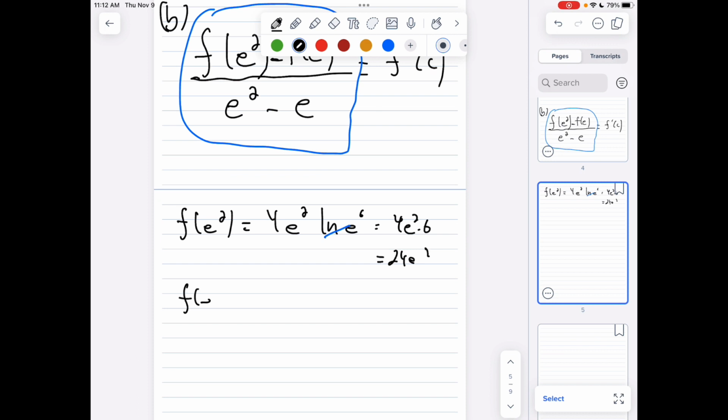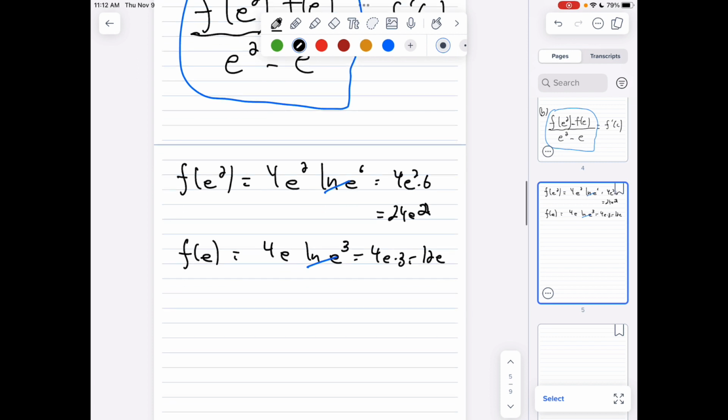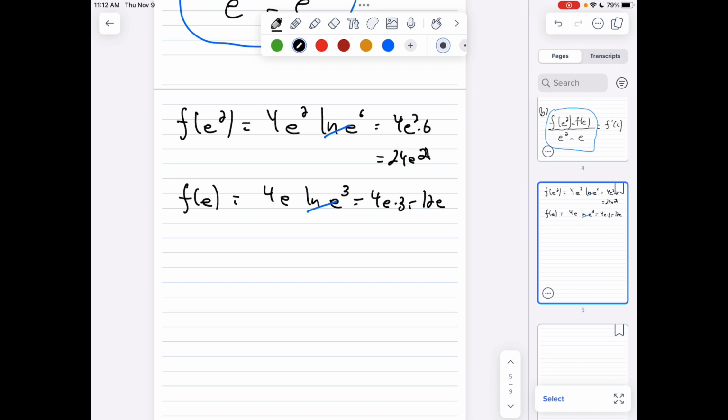f of e would be 4 times e times ln of e to the third. And similarly, these cancel, and you just get a 3 left. So you get 4e times 3, so 12e. And this is 24e squared. A little sloppy there.